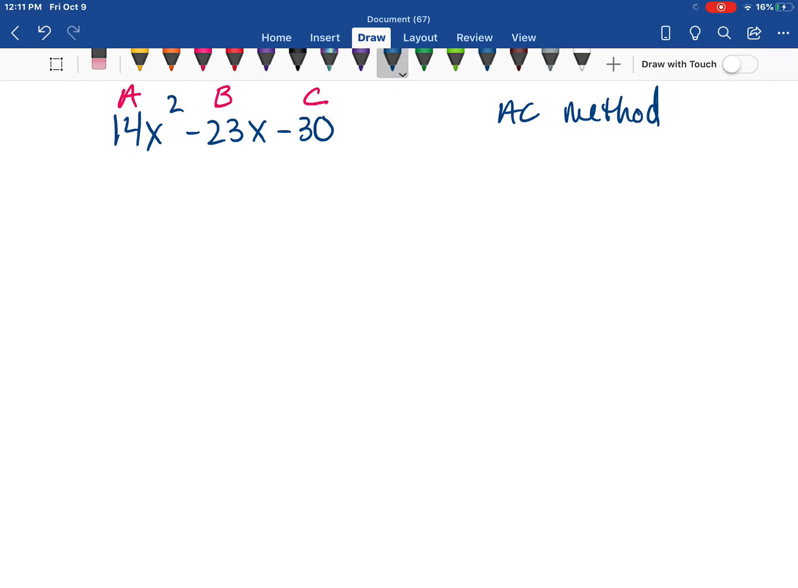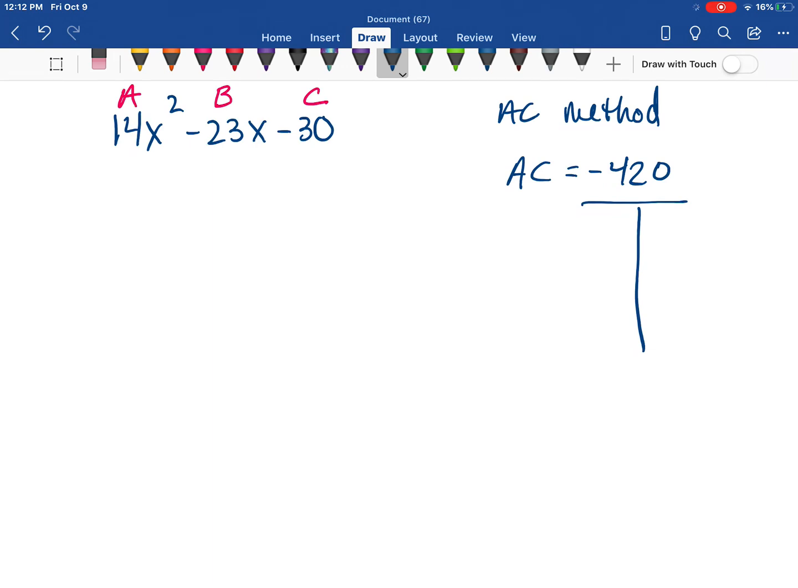So what we do is once we take that A times that C, in this case we would get negative 420 because I would take 14 times a negative 30. And then from there we want to find factors of negative 420 that when I multiply I get negative 420, but when I add it I get the value of B, and in this case that would be 23. So because this is a negative 420, we want our factors to be 1 positive, 1 negative. So that way when we multiply it, we get a negative.